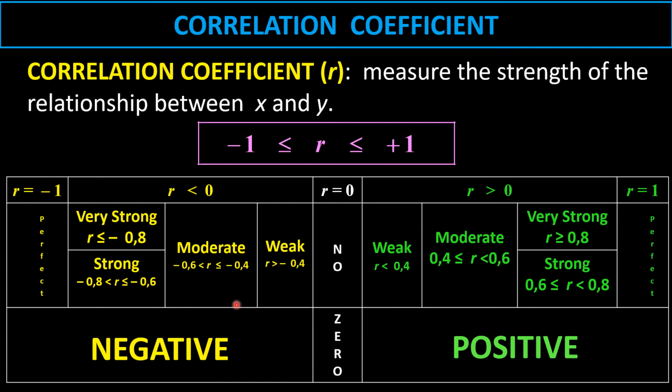Okay, so you can also look at it that way. So this is the terminology. You have a 0, you have a perfect, you have a very strong, and you have a strong, and you have a moderate, and you have a weak.